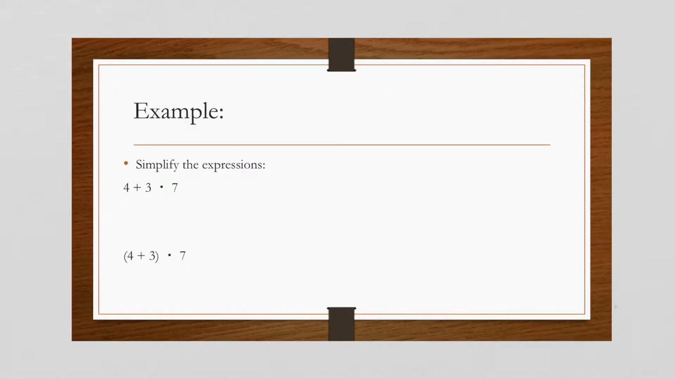Alright, so check out this problem. We've got really the same numbers being used, it's just look at the difference that the grouping symbols make. In the first one, I actually do the 3 times 7 first because we do multiplication before we do addition. So this would be 4 plus 21, which is 25. In the second one, because the 4 plus 3 is in grouping symbols, I have to do that first. So 4 plus 3 is 7 times 7, which is an answer of 49.